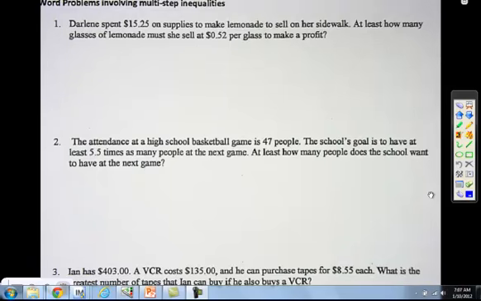So the first word problem we have here is about Darlene, who spends $15.25 on supplies to make lemonade to sell on her sidewalk. At least how many glasses of lemonade must she sell at 52 cents per glass to make a profit? So she's making 52 cents on every glass. So first we need to come up with a variable and figure out what we're solving for.